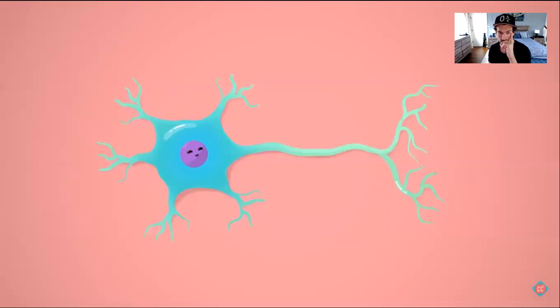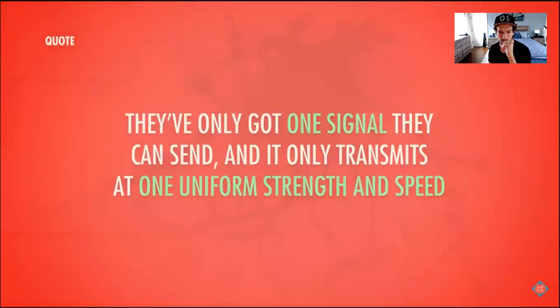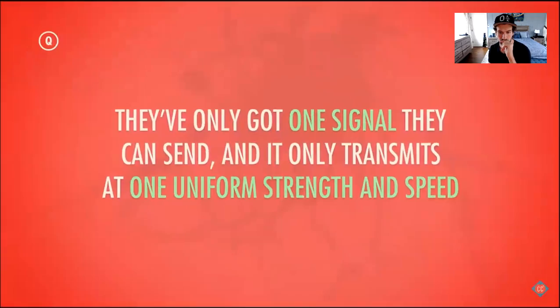Well, that is actually exactly how your neurons send all the impulses responsible for every one of your actions, thoughts, and emotions. When a neuron is stimulated enough, it fires an electrical impulse that zips down its axon to its neighboring neurons. But they've only got one signal that they can send, and it only transmits at one uniform strength and speed. What they can vary is the frequency or number of pulses. Like this is distinct from this. And your brain can translate these signals, reading them like binary code, organizing them by location, sensation, magnitude, and importance, so that you know the difference between turn up the thermostat and oh my gosh, I'm on fire.